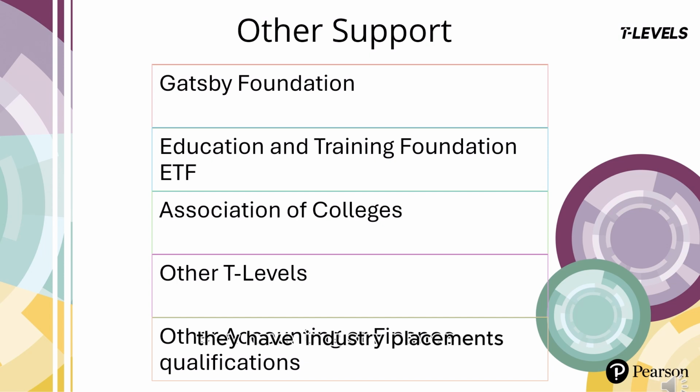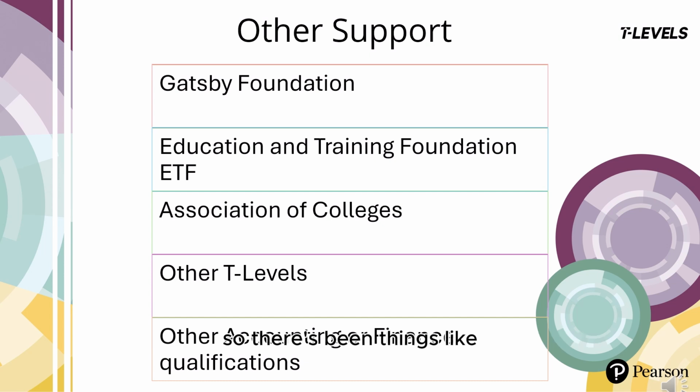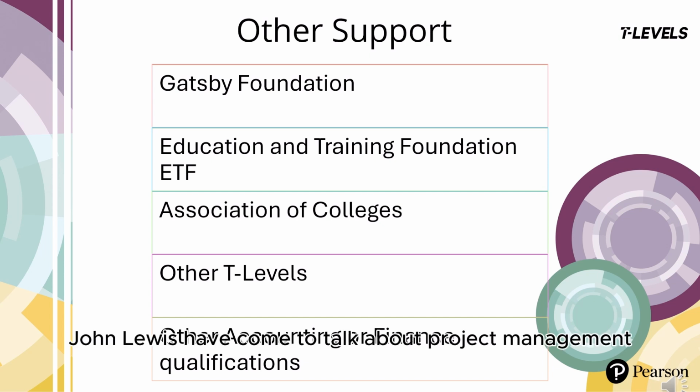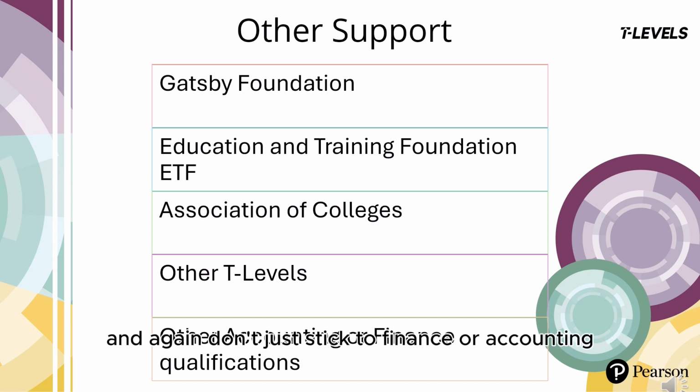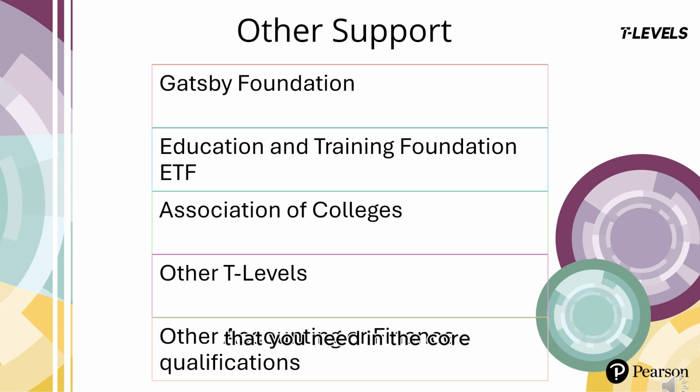They have industry placements. There's a couple of different types. So you've got industry placements where employers will be invited along online. They're 3-hour sessions and the employers will talk through specific subjects. So there have been things like Wimbledon coming to talk about HR, and John Lewis coming to talk about project management. And again, don't just stick to finance or accounting. Go and have a look at all of the T levels, because quite often some of those other sessions, the industry placements, are really useful for some of the knowledge that you need in the core business units as well.